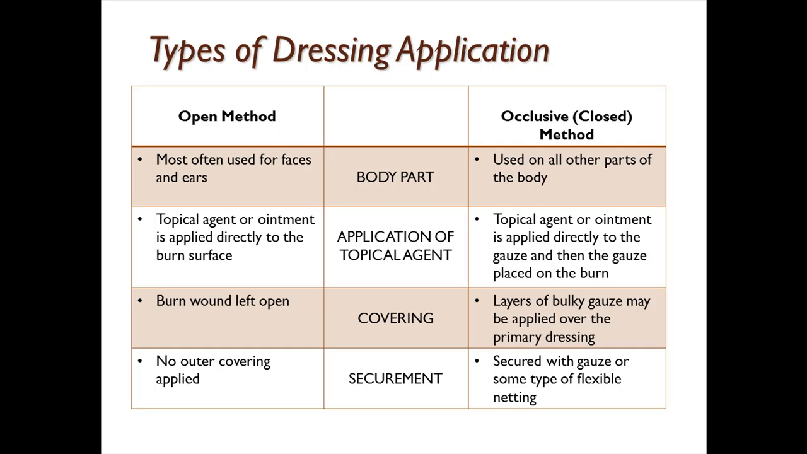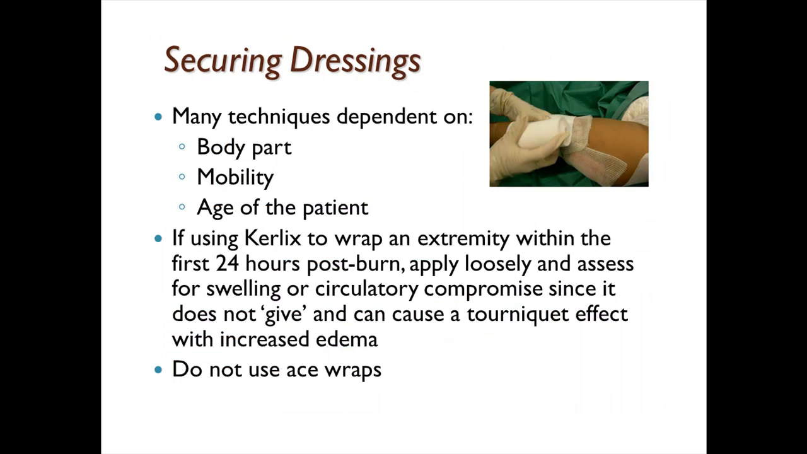Closed method or occlusive method is used on all other body parts. You're going to take that topical agent and apply it directly to the gauze, and then the gauze is placed over that burn. When you do that, you're going to cover it with some layers of bulky gauze, and then you're going to secure it with some type of Flexor net or some type of netting. There are many techniques of securing dressings, and it depends on your body part, the amount of mobility that you need for that body part, and the age of the patient.